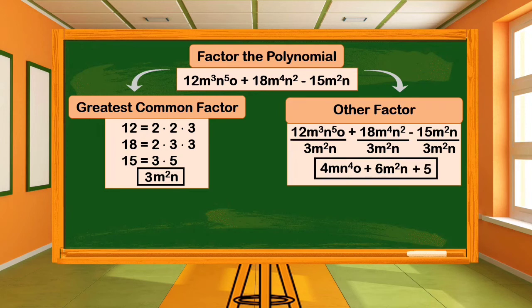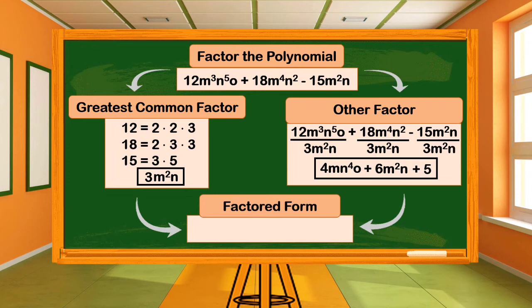And let us express the polynomial as the product of the GCF and the other factor. Therefore, the factored form of 12m cubed n raised to 5o plus 18m raised to 4n squared minus 15m squared n is 3m squared n times the quantity 4m n raised to 4o plus 6m squared n plus 5.